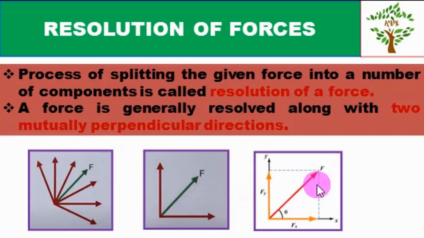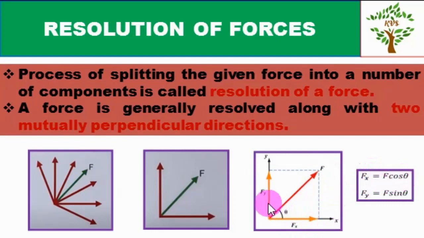This force F makes an angle theta with the x-axis. The component of the force F along the x-axis is called Fx, given by the formula F cos theta, and the component of the force along the y-axis is Fy, which is equal to F sin theta. These formulas can be used as long as theta is measured from the x-axis.